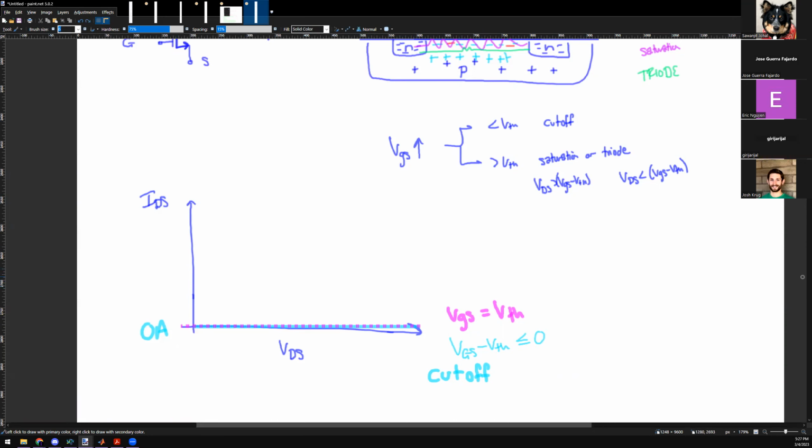Let's try the next case, where I have VGS minus VTH equal to, let's arbitrarily say, 1 volt, right?